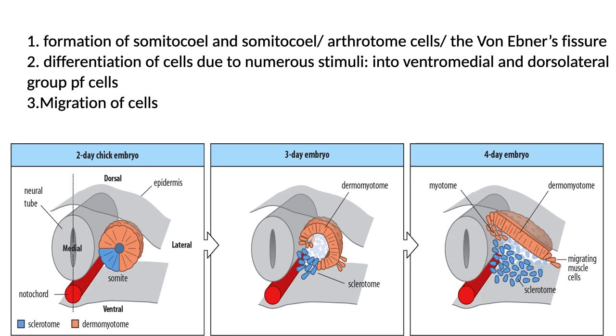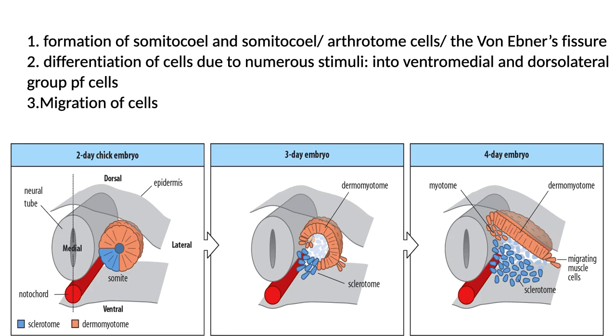a round space inside the somite, so that is the somatocele, and then there is a layer of cells arranged on that inner circular structure, which is referred to as the somatocele cells or arthromere cells, which give rise to the cells of the von Ebner fissures. In the future we're going to see that. So you can see that the blue diagram is representing the sclerotome, while the orange diagram is representing the dermomyotome.